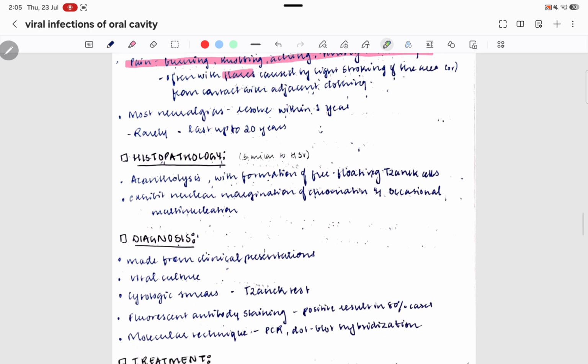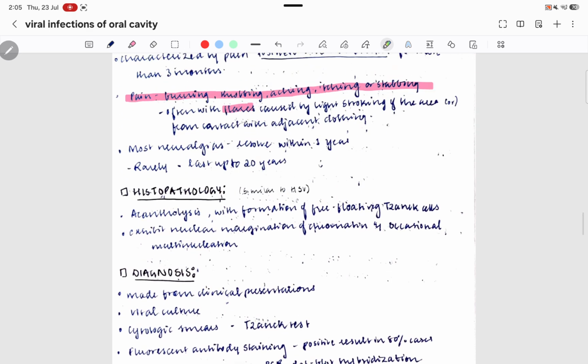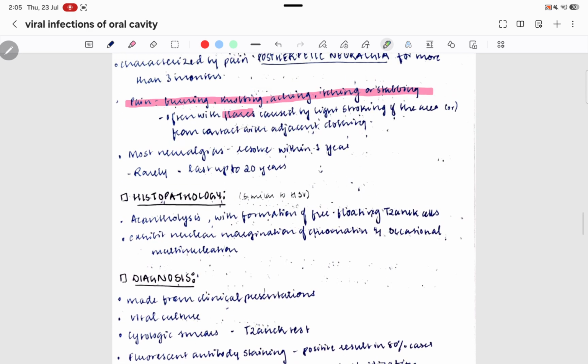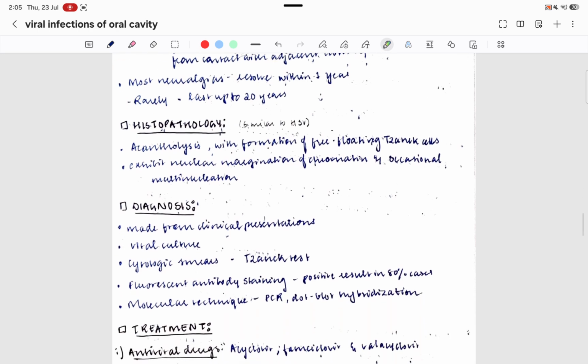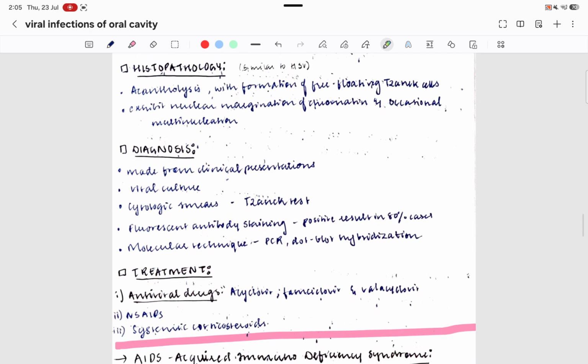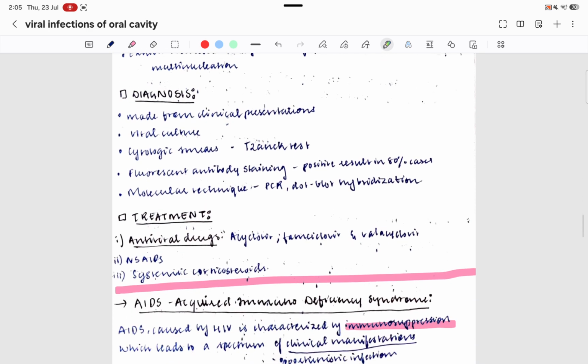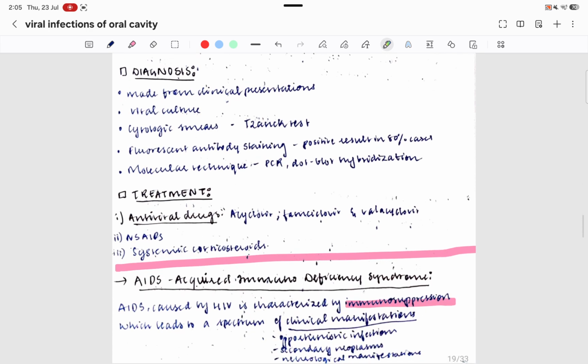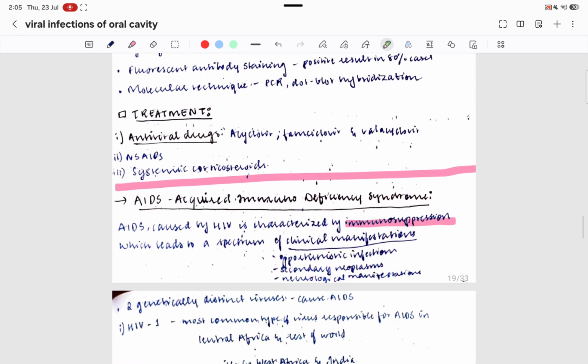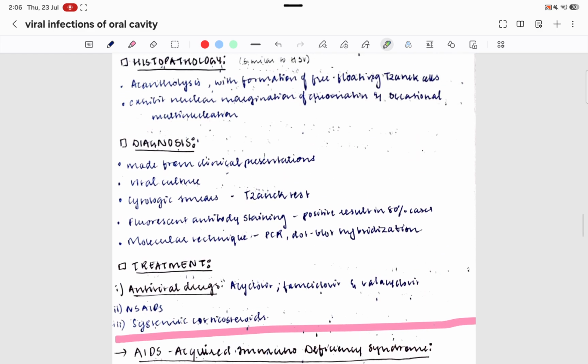Often flares also develop. Then you do not have to mention the histopathology. The histopathology is very similar to HSV: acantholysis, Tzanck cells and nuclear beading. Then diagnosis is made with clinical presentation and culture. Then treatment is antiviral drugs such as acyclovir, NSAIDs and corticosteroids.